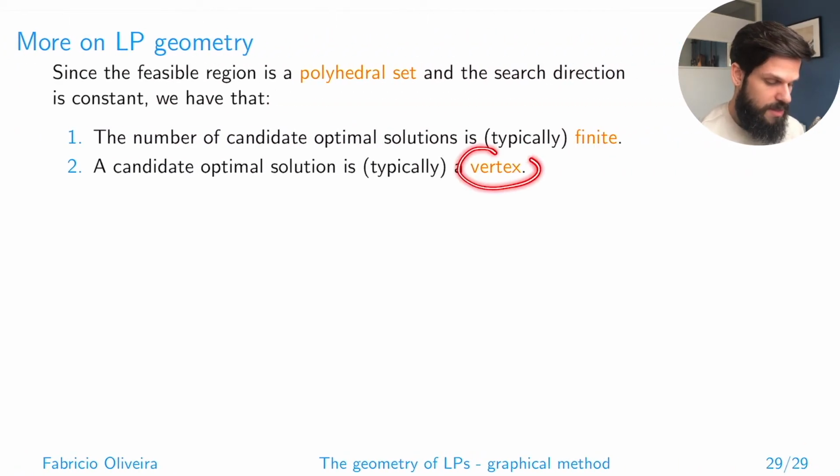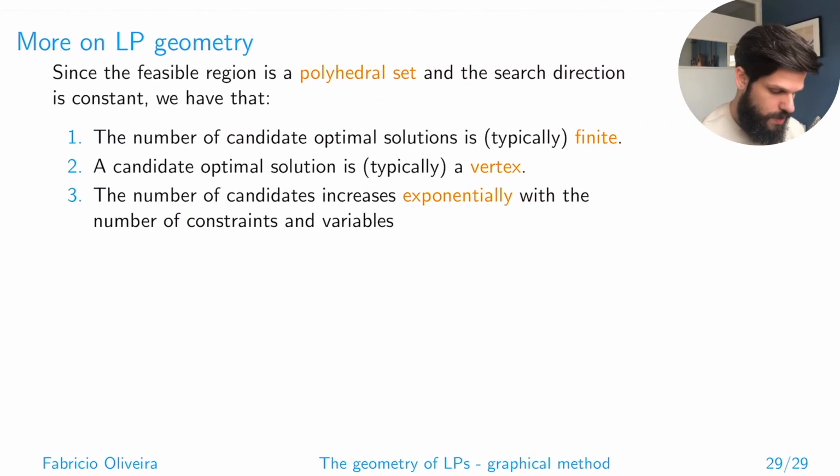So the candidate is typically a vertex. And vertices are very special points because we can describe them without having to rely on geometry, relying on algebra instead. The reason is that we can identify vertices whenever we cross n hyperplanes, given that I'm in R^n. The problem is that as I increase dimensions, the number of variables and constraints, this is going to increase exponentially, and that's going to be a challenge for us.